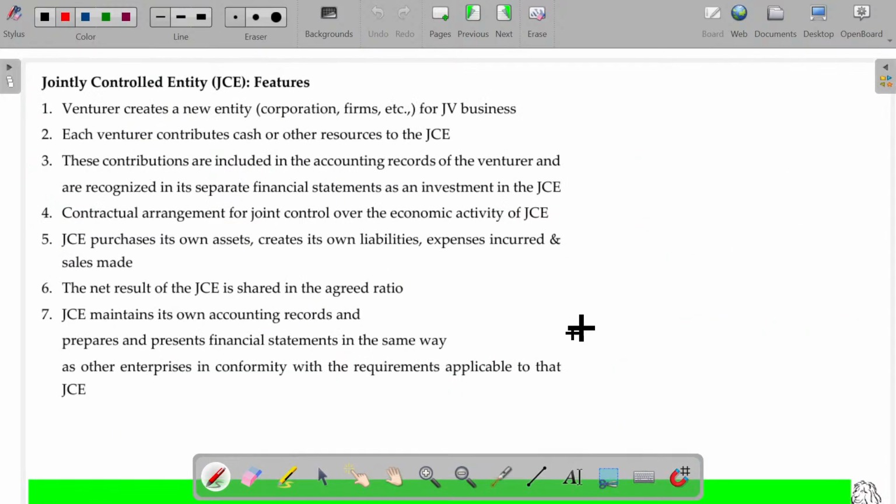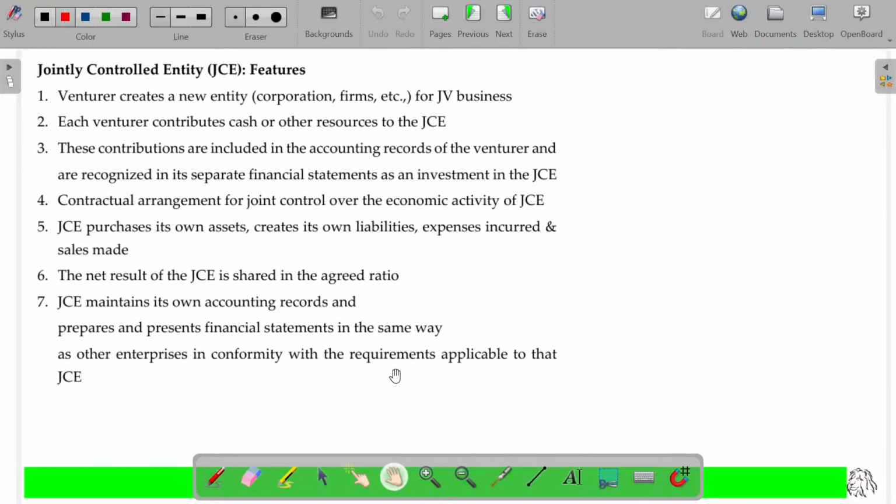Now, jointly controlled entity. Venturers create a new entity, either a corporation or a firm, for a joint venture business. Jointly controlled entity. A as well as B. A and B are the venturers or joint venturers.